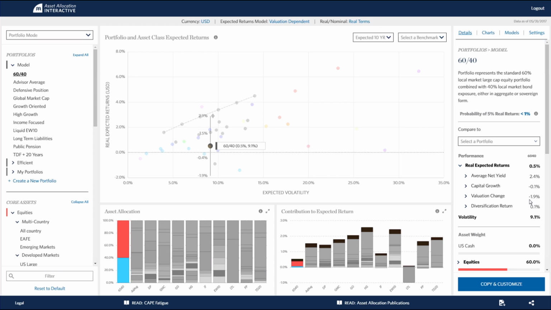This comes from our expectation of mean reversion in fundamentals, so PE multiples reverting more toward their average level, as well as rising bond yields that have been low for a decade now.